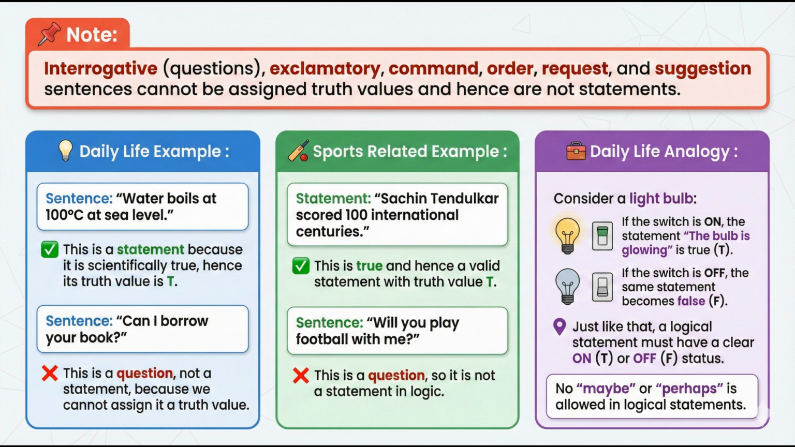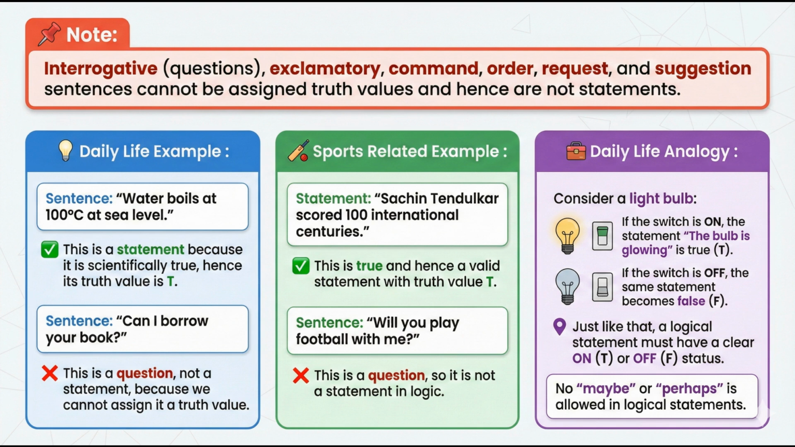Important reminder: interrogative sentences, exclamatory sentences, commands, orders, requests, and suggestions cannot be assigned truth values. Therefore, they are not considered statements in logic. Daily life example sentence: Water boils at 100 degrees Celsius at sea level. This is a scientifically true fact. Hence, it is a statement and its truth value is T.